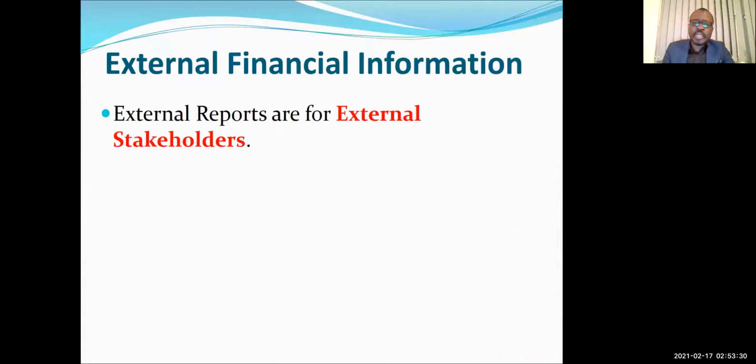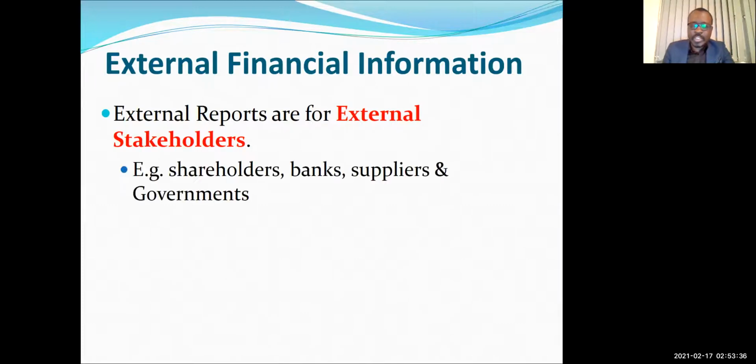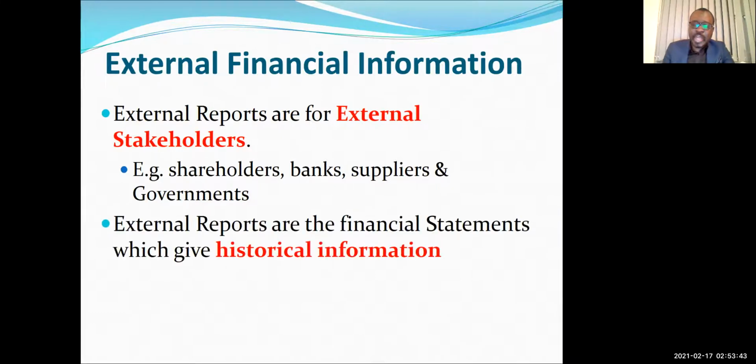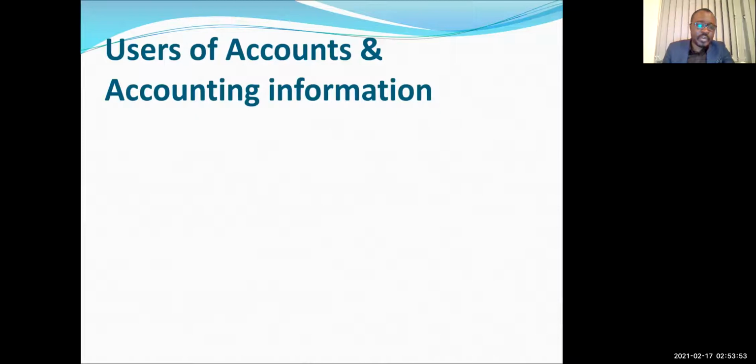Let's look at external financial information and how they report to these external folks or external stakeholders. So externally, you can talk of the shareholders, the banks, the suppliers, or the government at large. External reports are normally historical. We know accounting information is always giving us information about the past. So it's all about historical information.